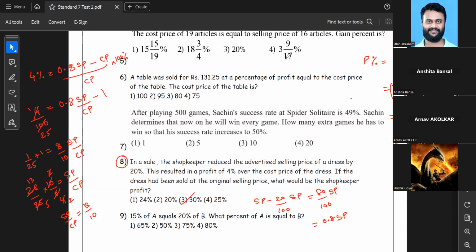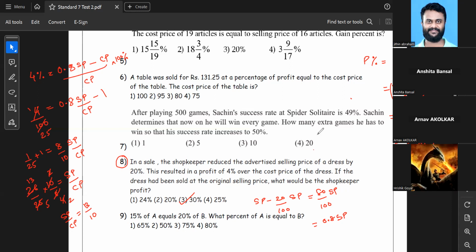Sir, how did you get the SP upon CP minus 1 into 100? How did you get that part? I didn't understand. I'll explain, don't worry. The profit percentage ka formula is SP minus CP upon CP into 100, right? So in this case, here I have CP. I will be distributing the CP to both the denominators. So that will give me SP upon CP minus CP upon CP. CP upon CP gives you 1. Okay? Oh, understood. Thank you.